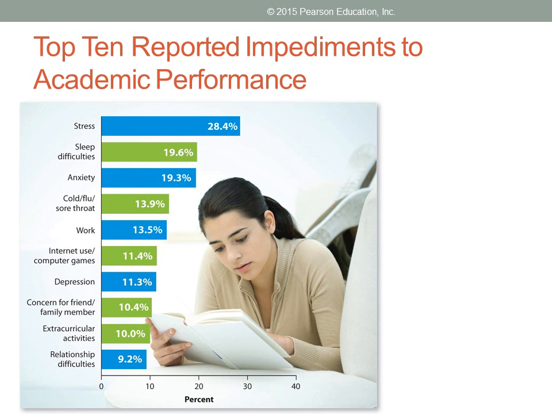So I kind of just stuck this slide here randomly at the end, but I thought it was very interesting, and it actually also might give you some ideas of what you want to work on for your behavior change project. These are the top 10 reported impediments to academic performance for college students. So you can see up at the top is stress, sleep difficulties, anxiety, all psychological things. Well, not sleep, but the stress and anxiety. We're going to be talking about that next week. So anyway, just take a look at this. There's more information about it in your text. So take a look at that. It's good information.